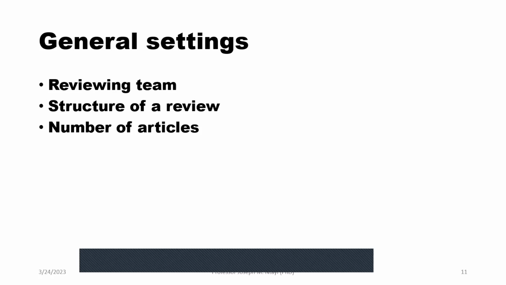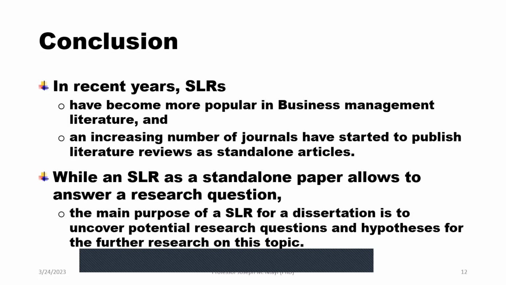Right, so those are the things that I think are very important in terms of the general settings. Now, as I move towards concluding, there are certain things that are very important. As you can see, in recent years, we know that systematic literature reviews have become really important and popular in business management literature. And of course, we see many, many journal articles that have started publishing these papers.